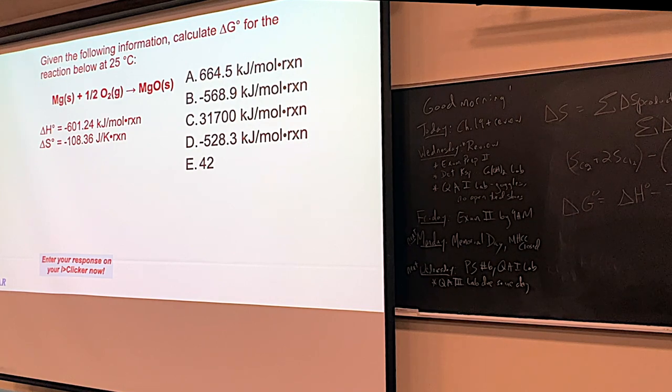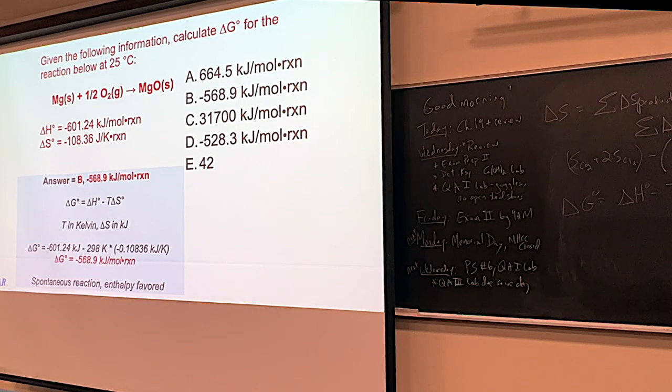Keep going here. This is what they're using, what's called the Gibbs equation, which is delta G equals delta H minus T delta S. A couple of things. Turn your Celsius into Kelvin, so 25 is 298. And the second thing is that remember that delta H and delta S are usually different units. Delta H, like delta G, is usually kilojoules, but S is usually in joules. So when you add the T delta S term to the delta H term, make sure you're using kilojoules and kilojoules, or joules and joules. But if you did it correctly, this comes out to be answer B, the negative 568 number.